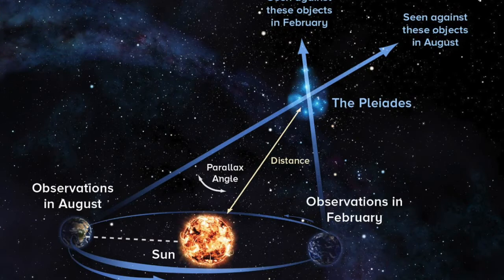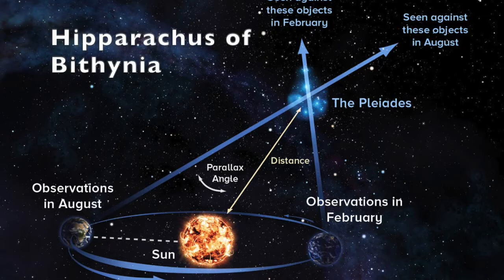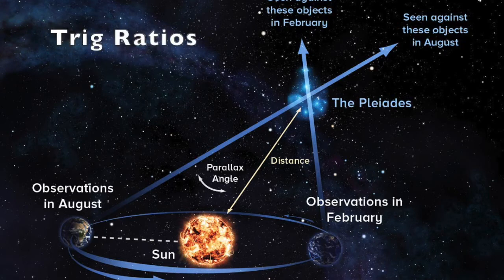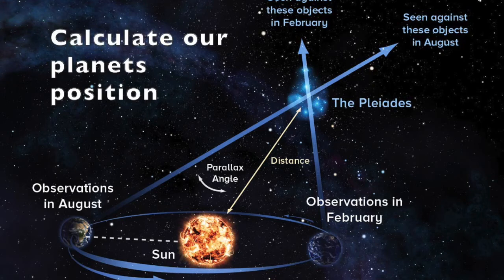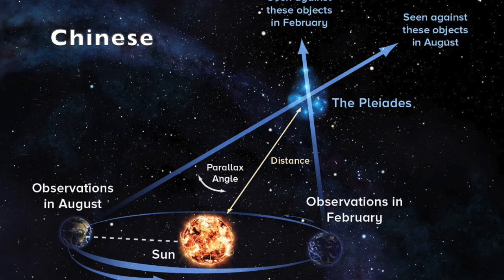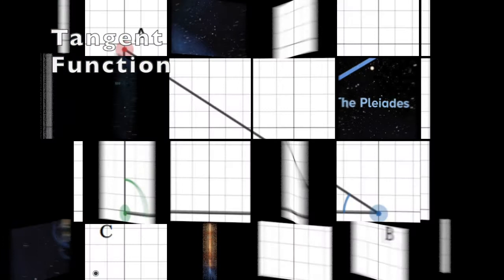The question for this section is, what is the history behind the development of trigonometry? Essentially, it was originally created by the Greeks to aid them in the study of astronomy. In later years, around 190 to 120 BC, Hipparchus of Bithynia used it to tabulate trigonometric ratios to successfully measure the calculation of our planet's position. It was the Chinese that invented the tangent function, which we will be discussing later on in further sections.